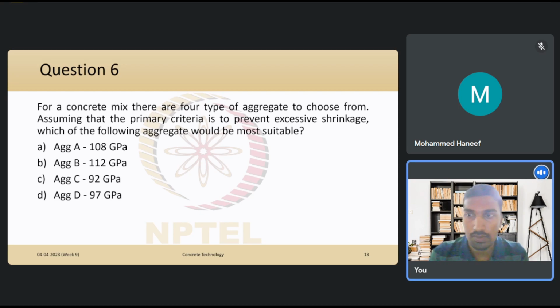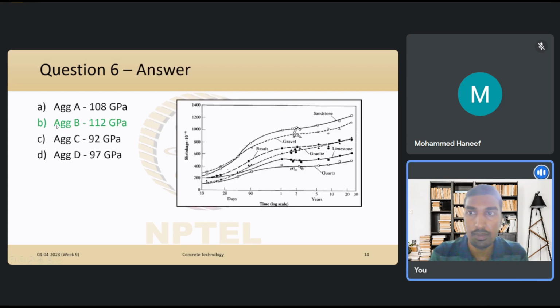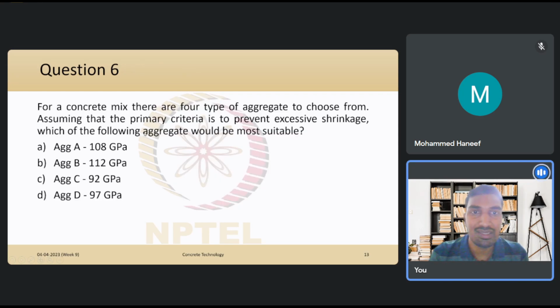We have one vote for option A. Okay, let's take a look at the answer. So the right option is not A but B, the aggregate B, which has 112 gigapascals. Here we are talking about preventing excessive shrinkage, and we already saw the effect of the aggregate type on creep, right? So it has a similar role. The aggregate type has a similar role to play for shrinkage as well.